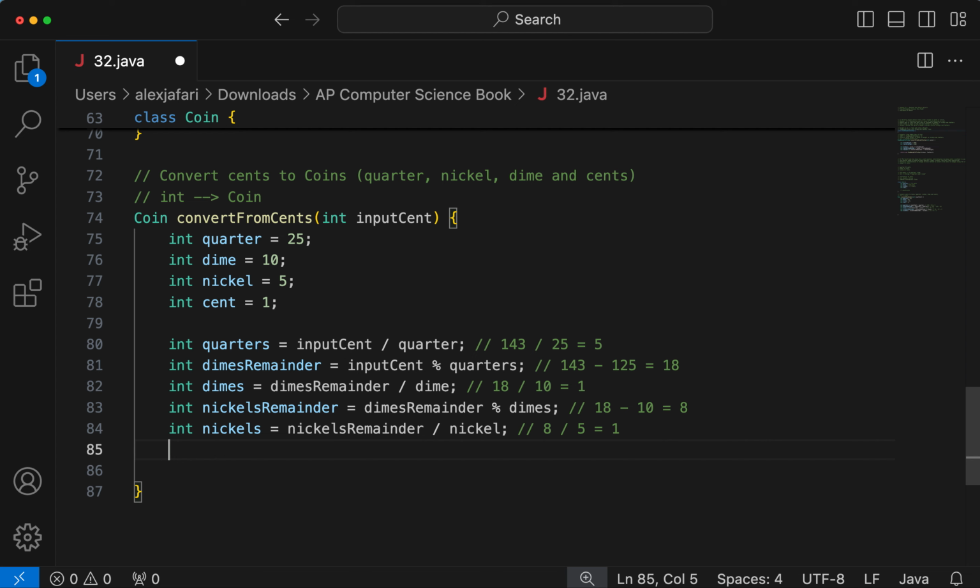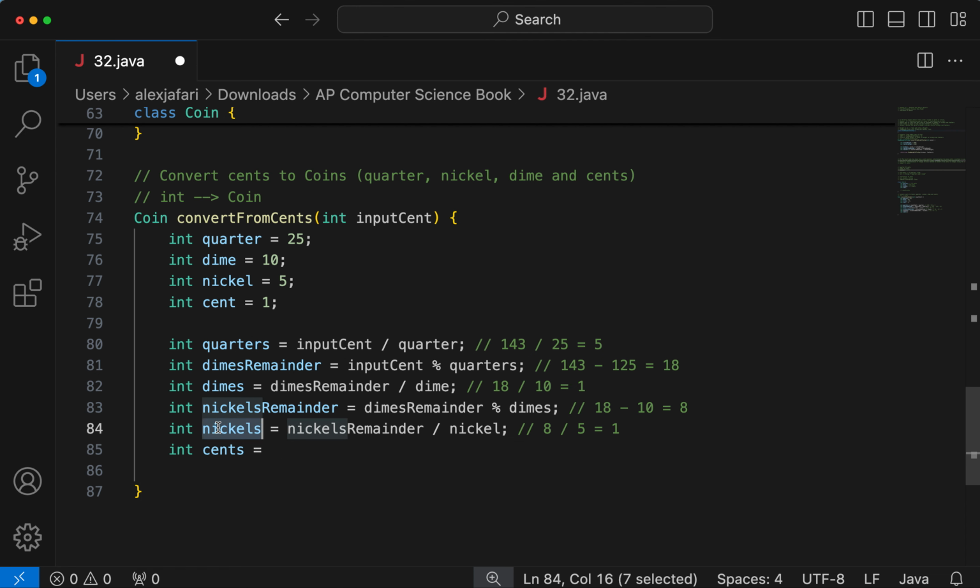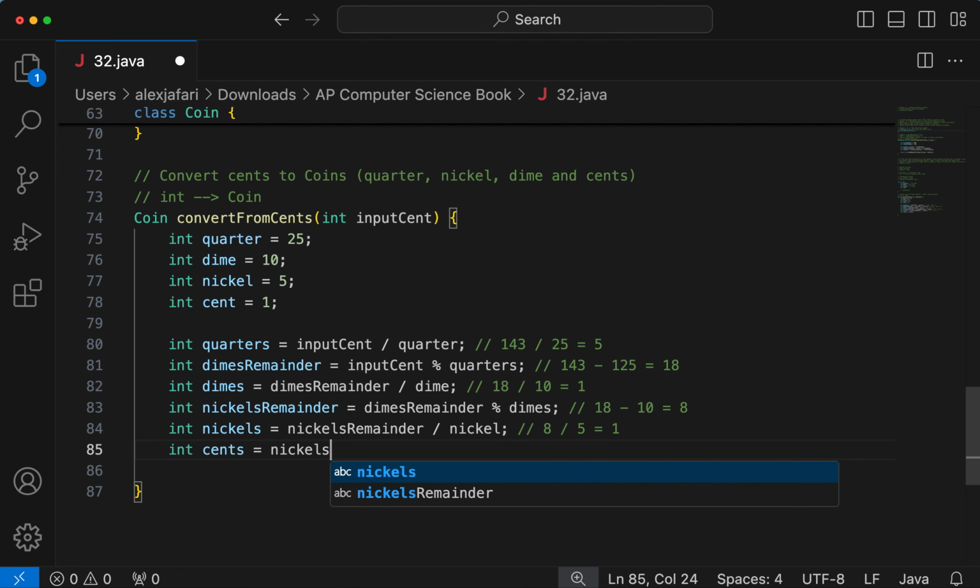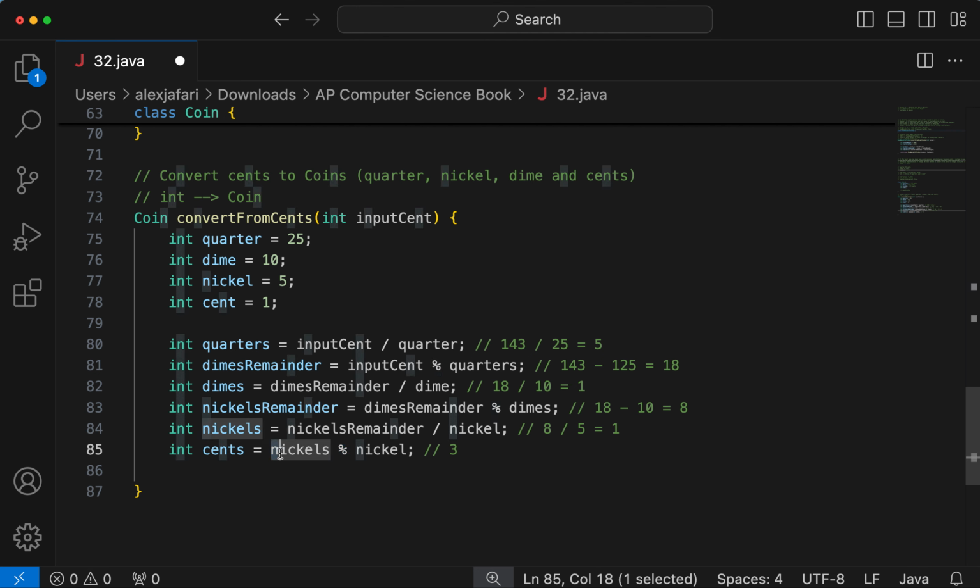Exactly. And then we're just going to have cents, right? Yeah. That's going to be nickels remainder modulo nickel, right? What this operation does is that it divides the two numbers.